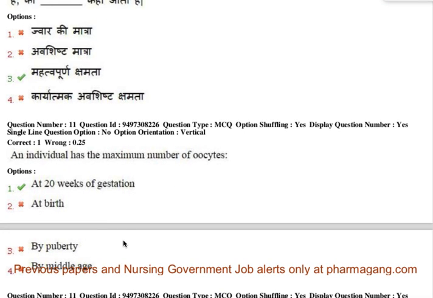Next question. Question number 11. An individual has maximum number of oocytes. Right answer is first, at 20 weeks of gestation. Maximum number of oocytes is present at the 20th week of gestation.